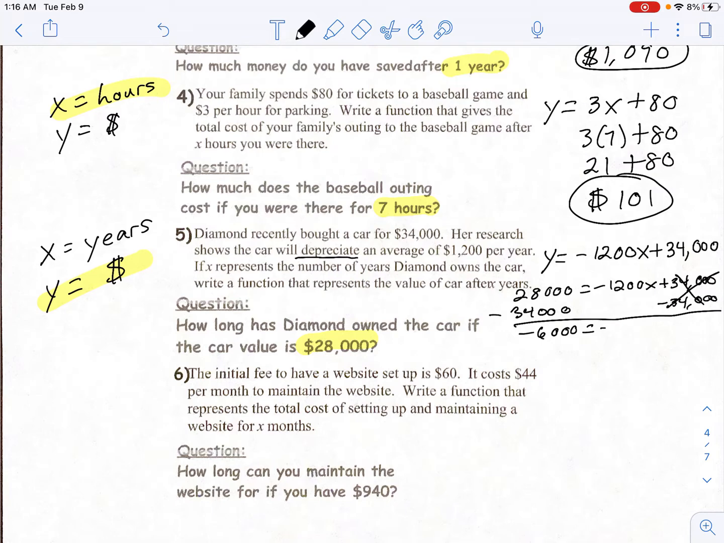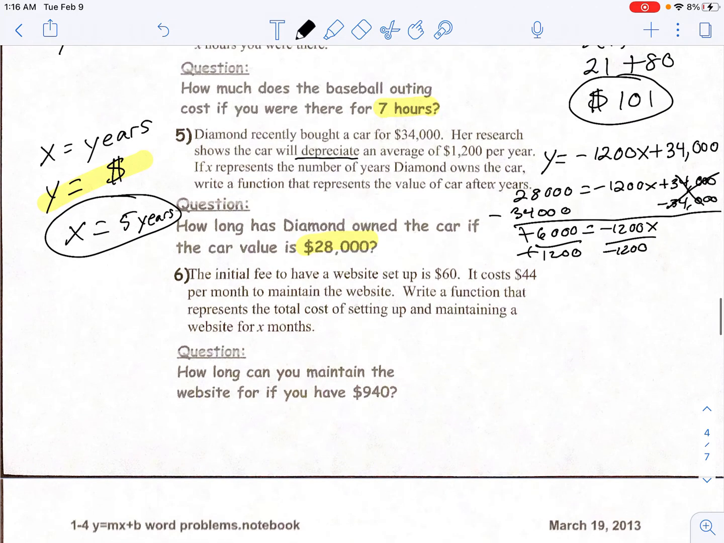That's now gone. That's negative 6,000 equals negative 1,200x. Divide by negative 1,200. Negative over negative is a positive. All right, and your final answer is x, and I'll write it over here because I'm running out of room. X equals 5 years. That's how long she's owned the car.